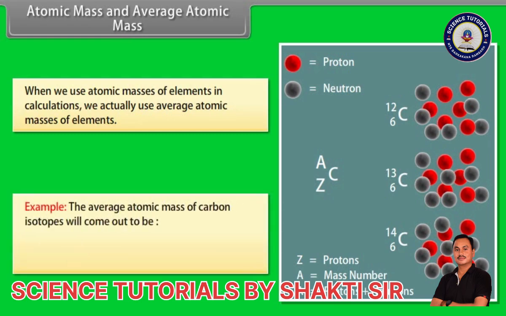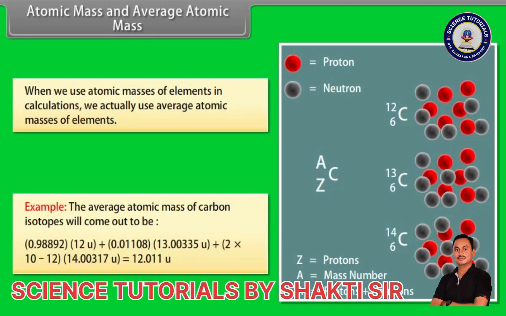Example: the average atomic mass of carbon, from its isotopes, will come out to be 0.98892 × 12 u plus 0.01108 × 13.00335 u plus 2 × 10^-12 × 14.00317 u, which is equal to 12.011 u.